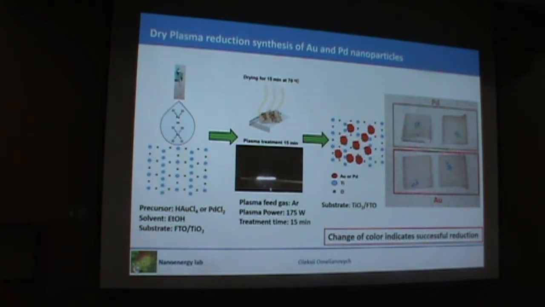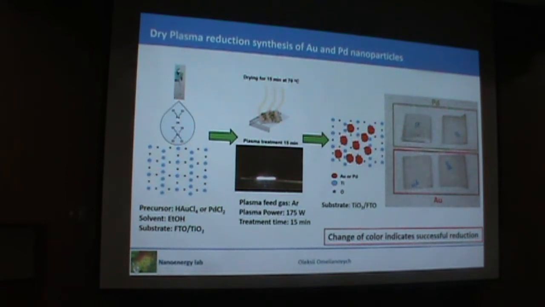In our laboratory, due to safety, argon is widely used because it is inert and absolutely safe to use. Plasma power is tunable. This is just an example of the plasma power, and treatment time was set to 15 minutes. This is the optimized value. So during plasma treatment, the metal salt turns into metallic nanoparticles, as can be seen on the slide.